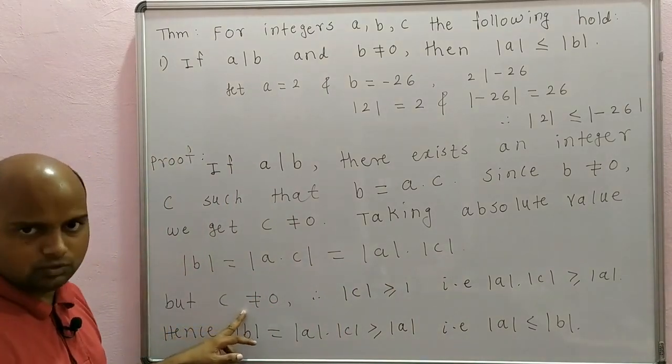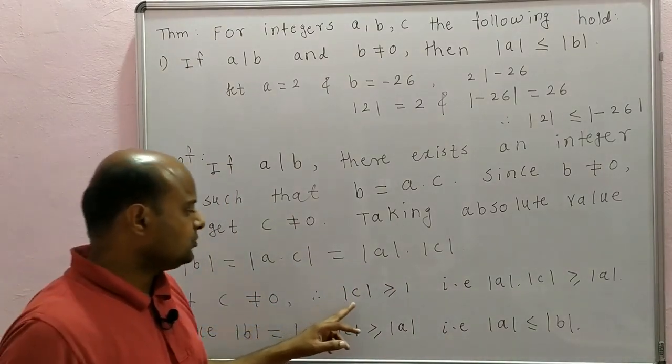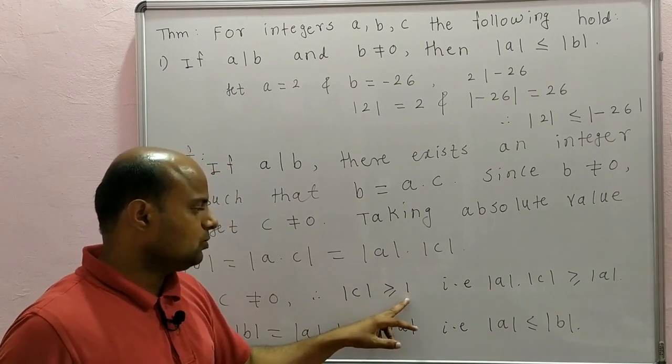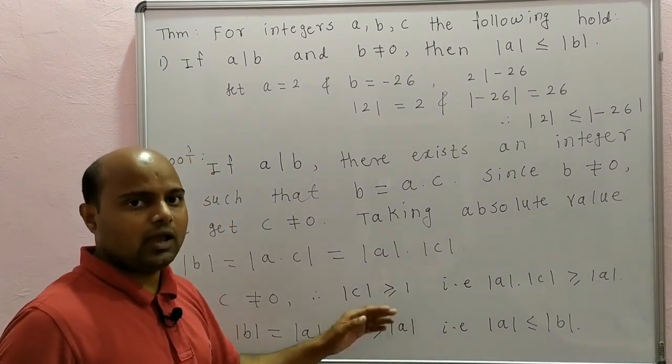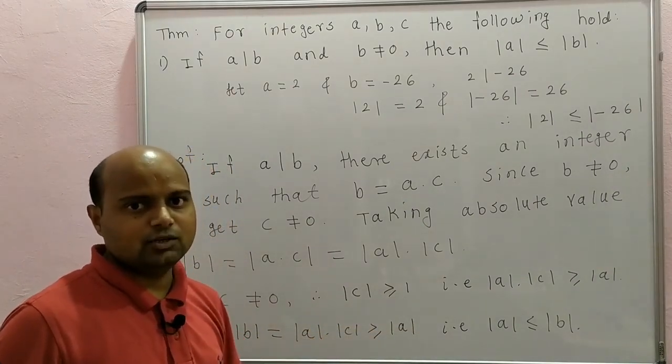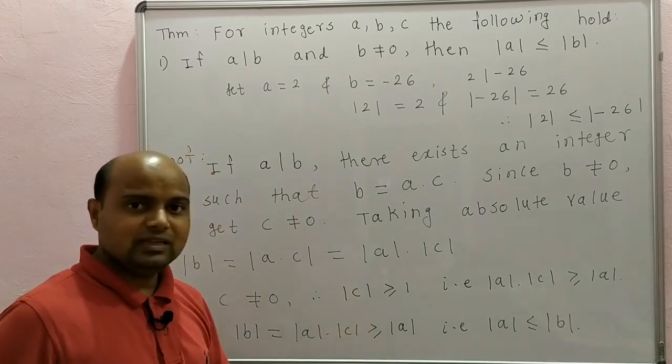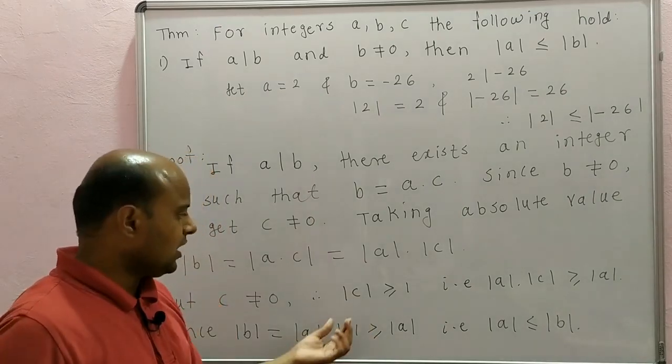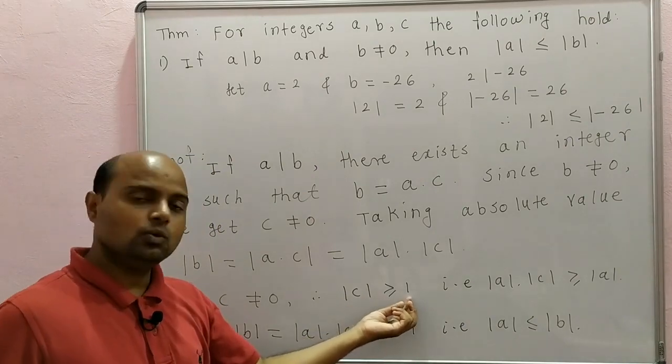c is non-zero. Therefore, the absolute value of c is greater than or equal to 1. We know that absolute values are always greater than or equal to 0, and c is an integer. Therefore, the absolute value of c must be greater than or equal to 1.